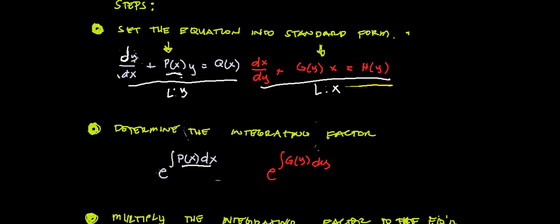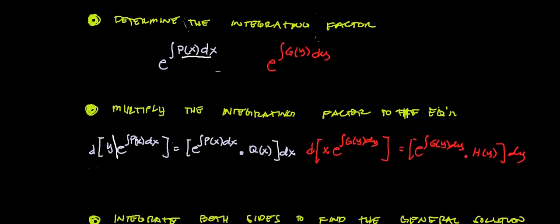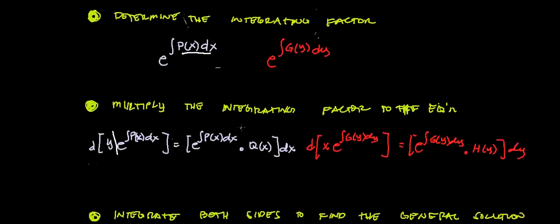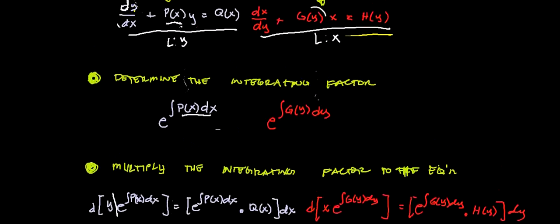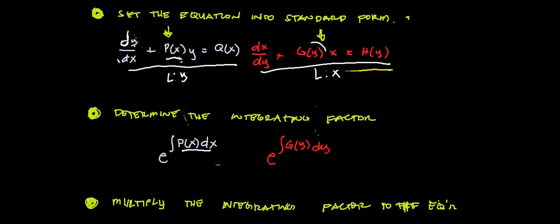Okay, so we will get the integral of that function of x, and then it will be raised to e. The same goes if we have the equation that is linear in X, then we will get this g of y here. So remember that. And right after determining the integrating factor, of course, we will multiply it in our equation, the equation that is in our standard form.